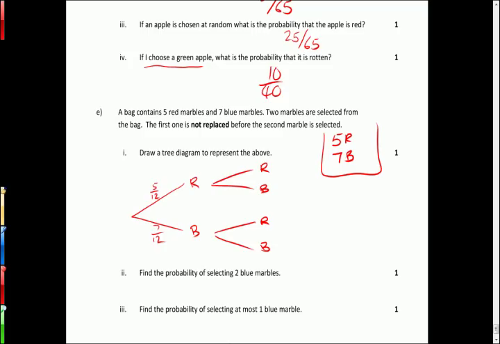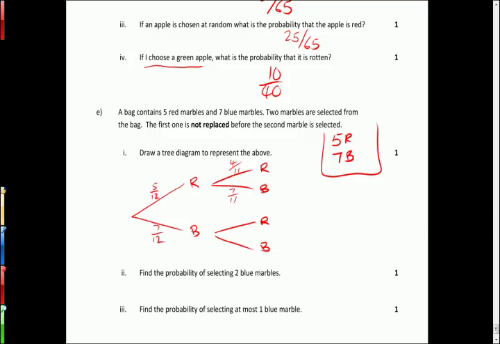If I did pick a red marble, now there's only 4 red marbles to pick, and I didn't replace it, so there's only 11 in the bag. There were 7 blue marbles, so there's still 7 blue marbles out of 11. And 4 elevenths plus 7 elevenths add up to 11 elevenths, so that's just a check that everything's good.